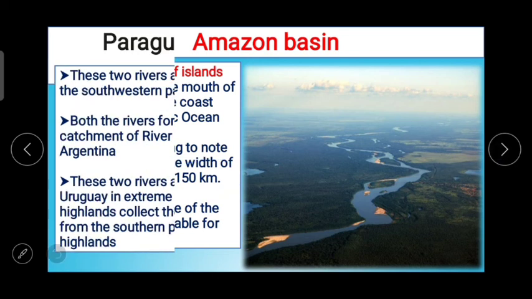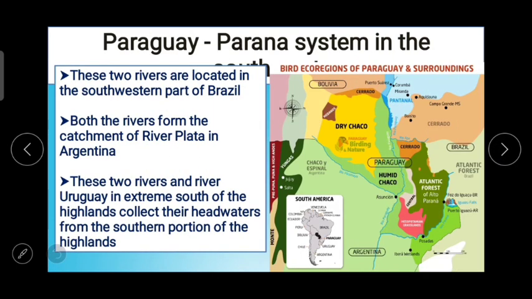Now the next thing, Paraguay-Parana system. These two rivers are located in the southwestern part of Brazil. You can see Paraguay on the screen, and both the rivers form the catchment of River Plata in Argentina.